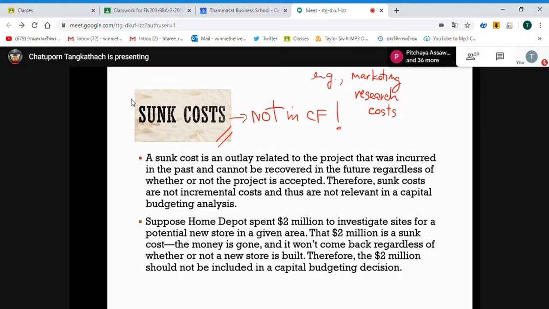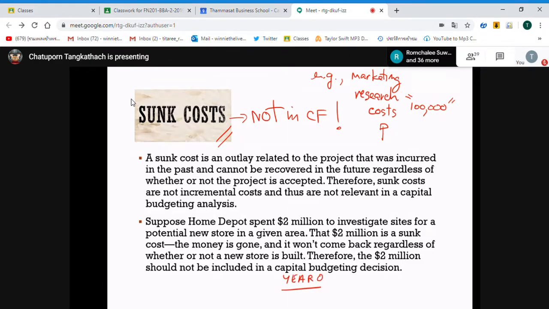Okay, for example, our company would like to invest in a new project. For our new project, we need data regarding the project details. So we ask an independent firm, a third party outside our firm, to conduct the marketing research. That firm charges us, let's say, 100,000 baht to do the marketing research. Now, when you talk about cash flow in year 0, let's say you analyze the project and you would like to put in the year 0 cash flow.